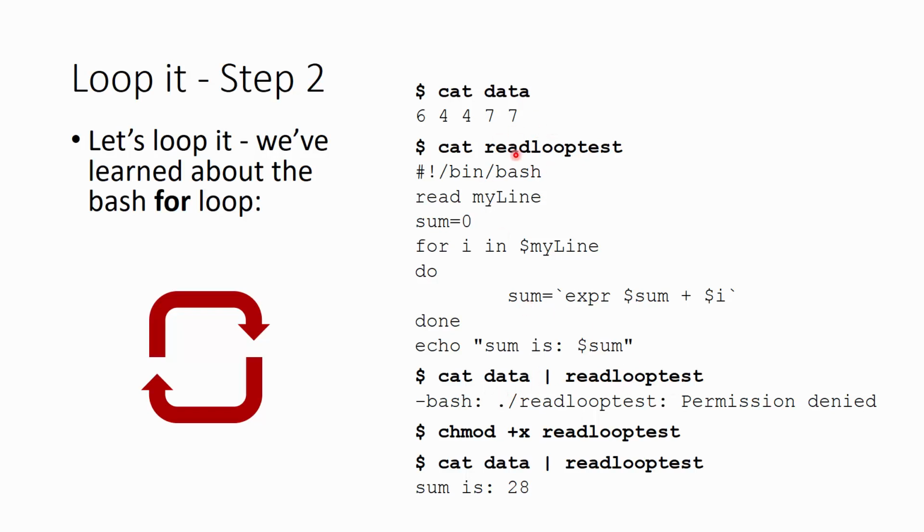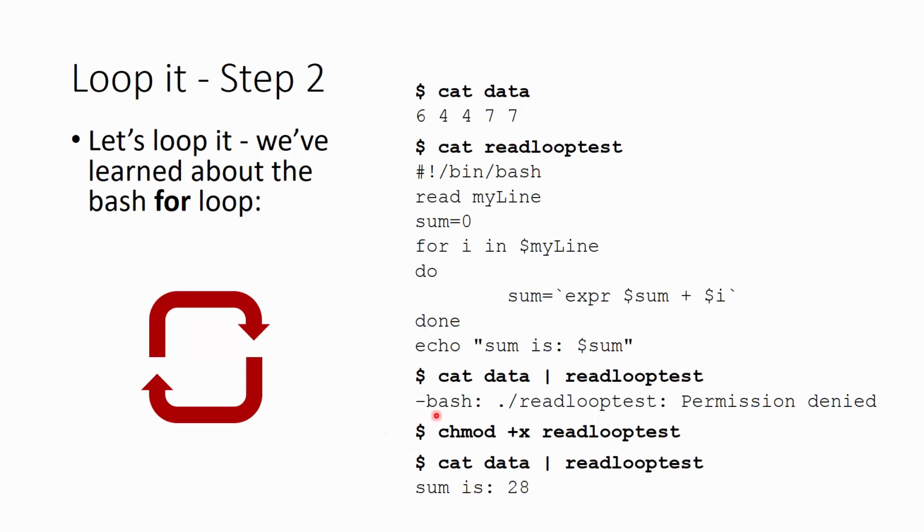Remember that our read loop test isn't designed to read data directly from a file, it's designed to read it from standard in because of our read myline construction here. So the way we call it has to be where the data comes in via standard in. And when I try this, Bash reminds me, hey, you don't have permission to run this. This isn't really a program. What are you trying to do? And the way we fix that is with chmod, adding the execute bit to this particular file.